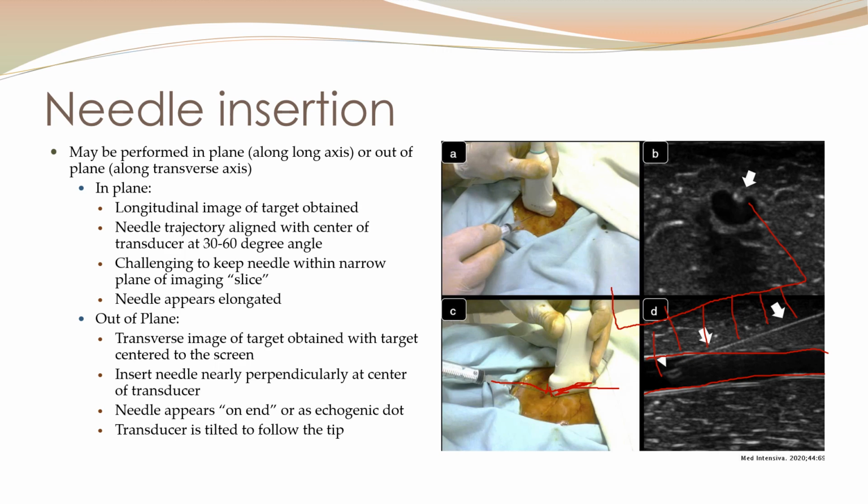Now, if this physician were to turn their hand 90 degrees here, you can see a transverse image of that same vessel, and now they're advancing the needle in transverse, or out of plane with the image. And so you'll see the needle in this case not as this nice long structure, but just as you'd see the tip on end.